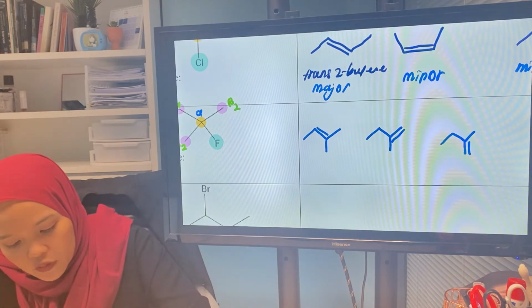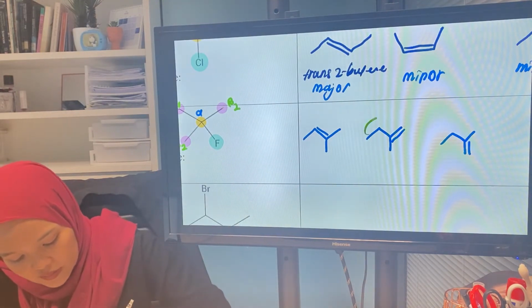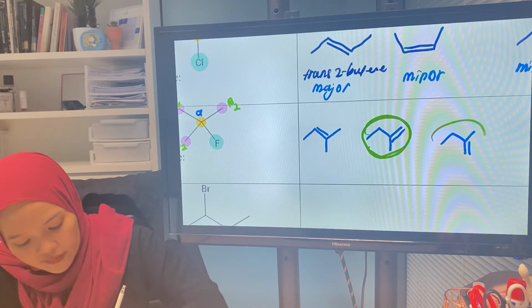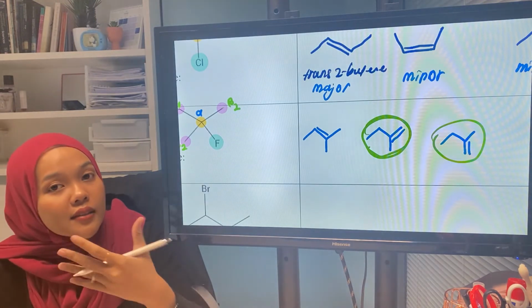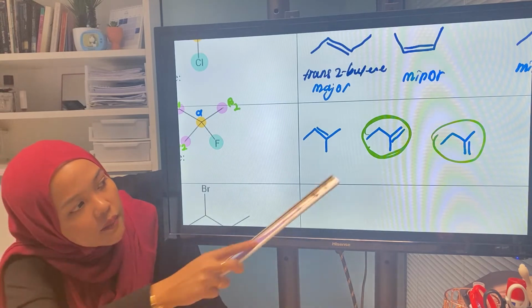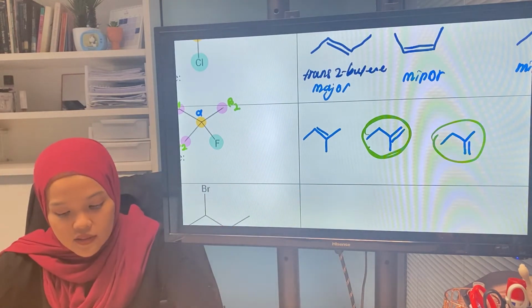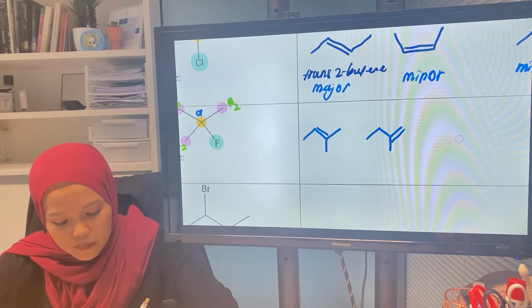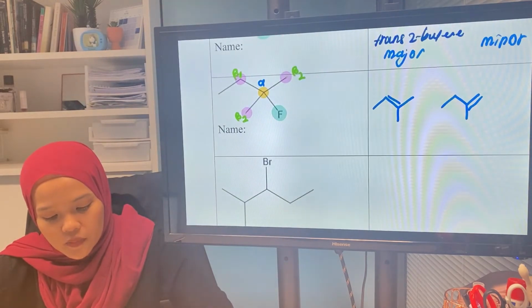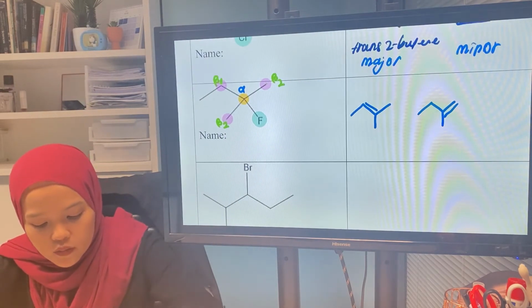Now if you look at this alkene and this alkene, they are basically the same, correct or not? If you try to name them, it is the same because they are the same compound. So that is why you are going to produce only 2 products.